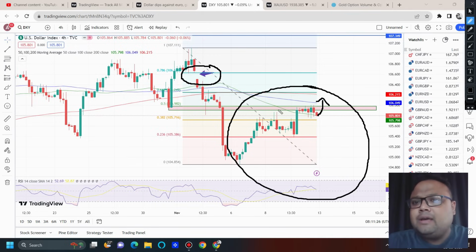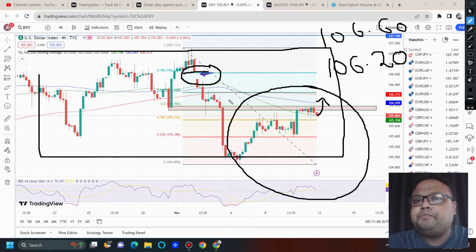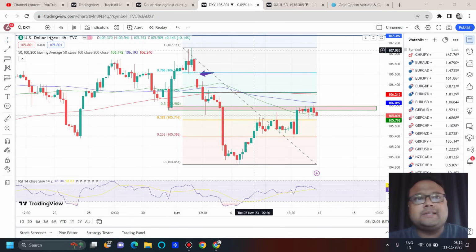So by next week, if DXY breaks the 106 level, it will face the next resistance around 106.20, then 106.60, and once DXY hits 106.60, it will fill this gap. After that I don't think DXY will be heading higher, and more or less we will see a sideways market like this. So let's wait and watch. Next week will be very important for DXY, and because of the gap at the top, we have further upside possible on the chart of the US dollar index.